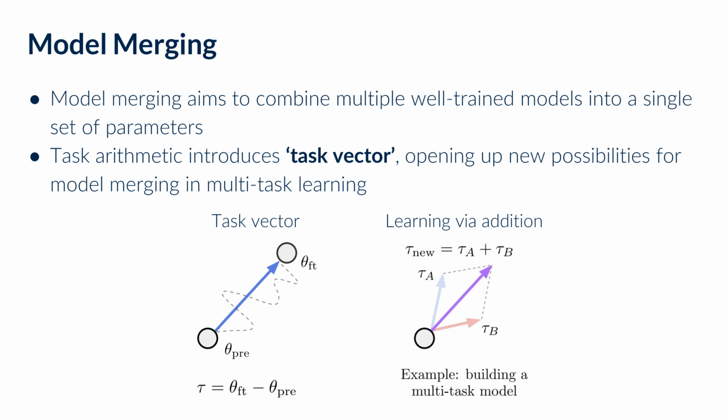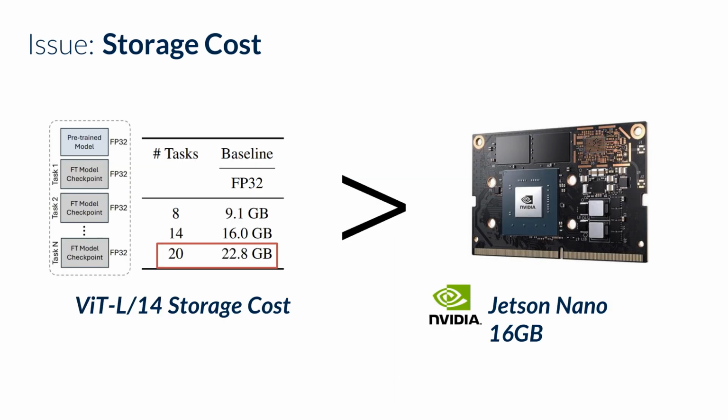In particular, the advent of the task vector concept, which represents the difference between a fine-tuned model and its pre-trained counterpart, has made it significantly easier to perform multiple tasks simultaneously through model merging. However, a significant and very practical barrier stands in the way of this vision: the massive wall of storage cost. For example, a single fine-tuned checkpoint of a ViT-Large model is approximately 1.14 GB.